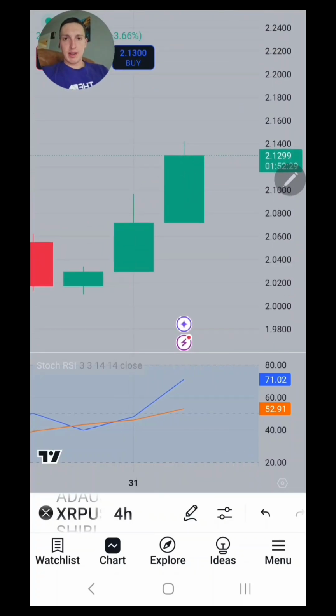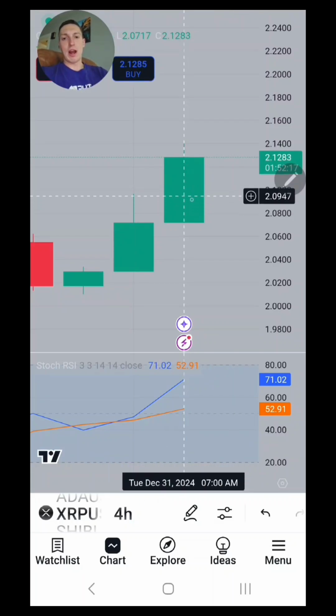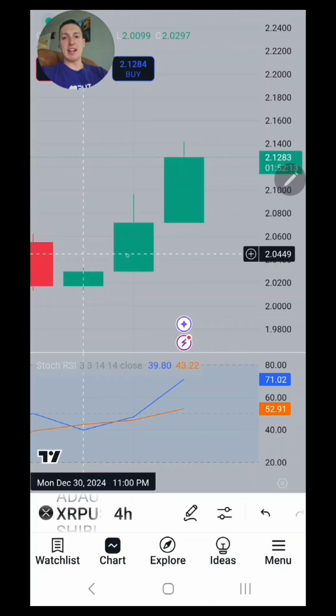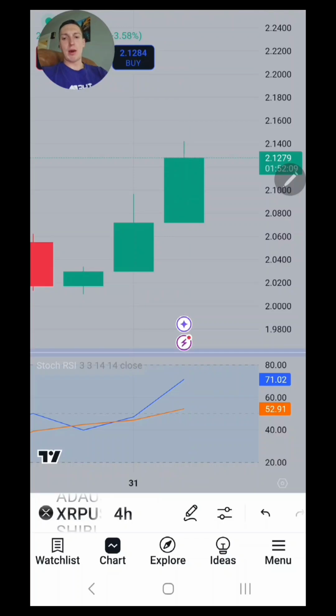Now, okay, so another thing, right next to the ticker right here, you see that 4 hour, that's your interval. And what that means is each of these candles is 4 hours. That doesn't mean it's showing you 4 hours worth of data in the whole window. Each of these candles is 4 hours.